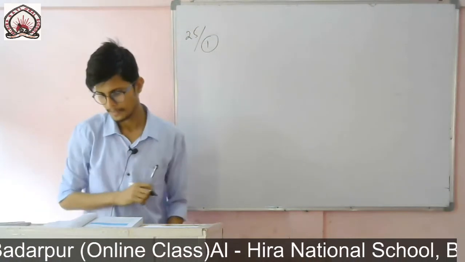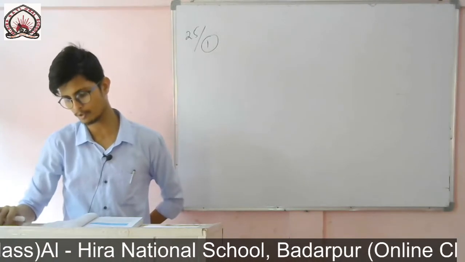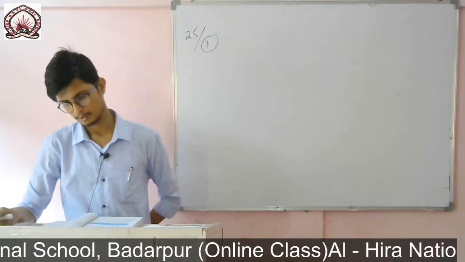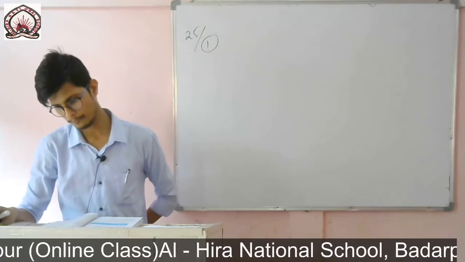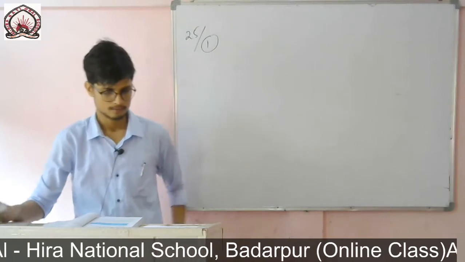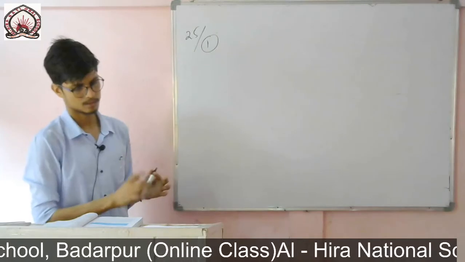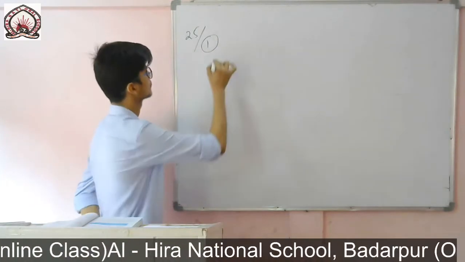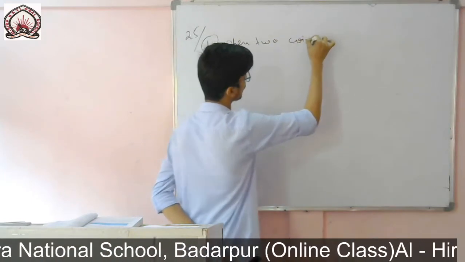So question number 25, Roman number 1. If two coins are tossed simultaneously, there are three possible outcomes: two heads, two tails, or one of each. Therefore, for each of these outcomes, the probability is 1 by 3. It is actually wrong. So, how is it wrong? First of all, I will show you what are the outcomes when I toss two coins.